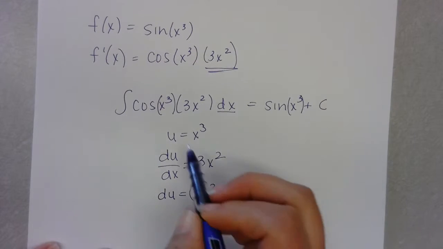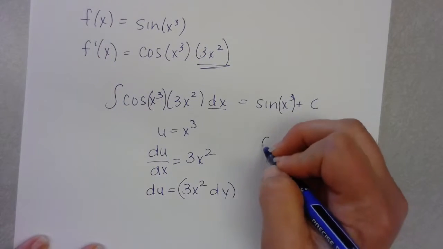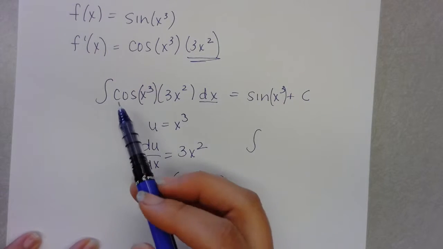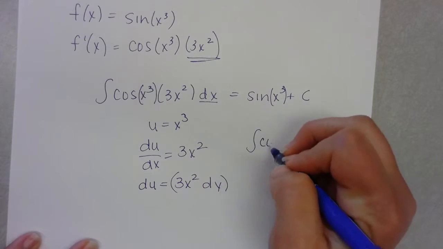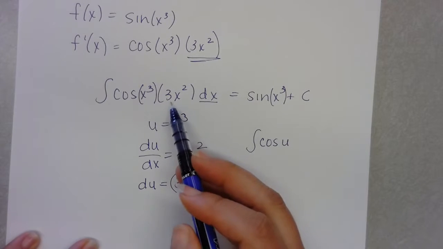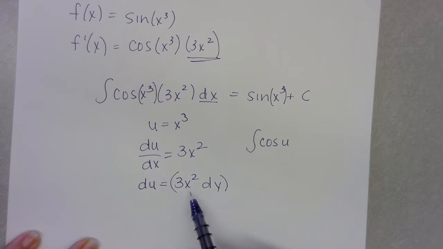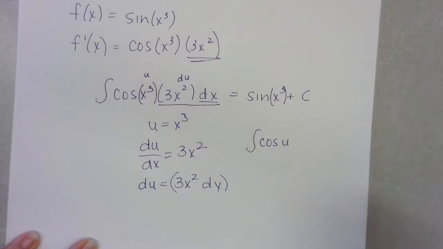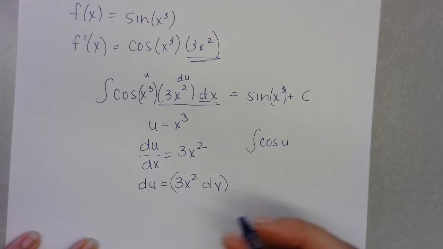Okay. So if I wanted to rewrite this integral with this information, I want to write it completely in terms of u. So that would mean I would have the cosine of u, because x cubed was u, right? And then I need to swap out my dx, right? So 3x squared dx is actually du. So this whole piece right here is u, and this here is du. In place of the 3x squared dx, I'm just going to replace it with the du.